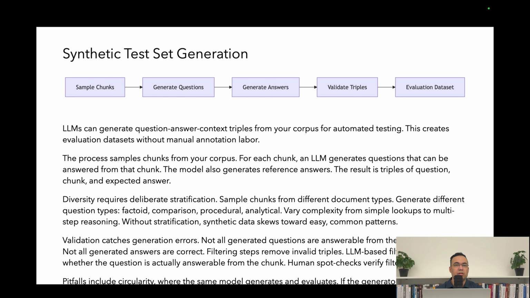Synthetic datasets enable regression testing. After pipeline changes, run the test set and compare the metrics.